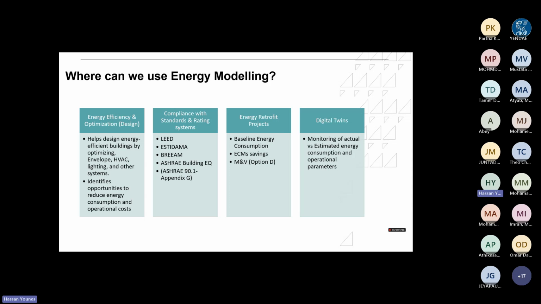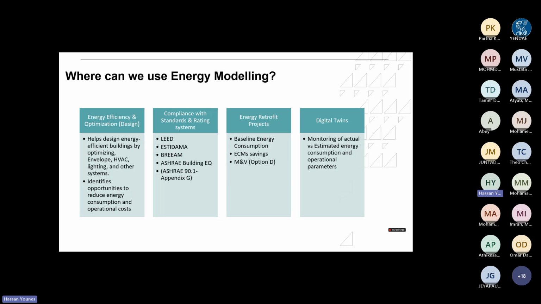Compliance with the rating systems. If you're doing any green building rating systems like LEED or Estidama, these would normally use energy modeling to show how much energy our building is going to use versus the baseline. The baseline typically would follow ASHRAE 90.1 Appendix G. And for LEED, it was always using the cost comparison.